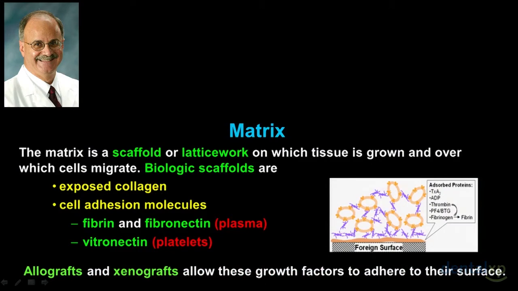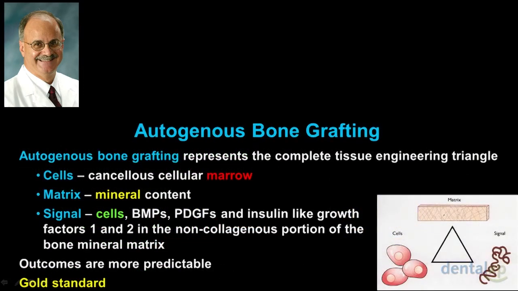Now the matrix, which completes the triangle, is composed of these different scaffolds, and the biologic ones are, as you see here, fibrin, fibronectin from plasma, and vitronectin from platelets. We can add artificial scaffolds, as we're going to see, and that's really what makes things happen with regard to completing this triangle and making things better. If we compare, though, to autogenous bone grafting, which is considered the quote-unquote gold standard, well, then there's no question that there's a reason for it to be called the gold standard.